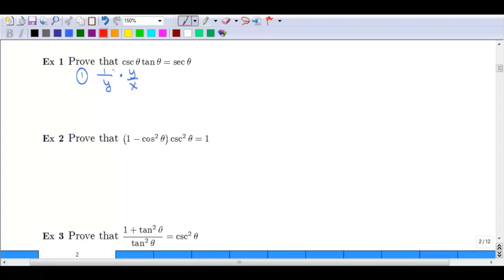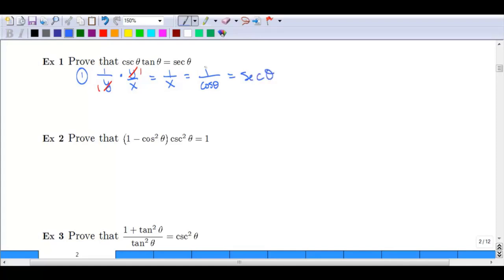And so then we can do some algebra. Again, this is what we're doing here. We're converting these trig things into things that we can think of as algebraic. Y divided by y is 1, and so we are left with 1 over x. And we know by definition 1 over x would be 1 over cosine, and 1 over cosine is secant.